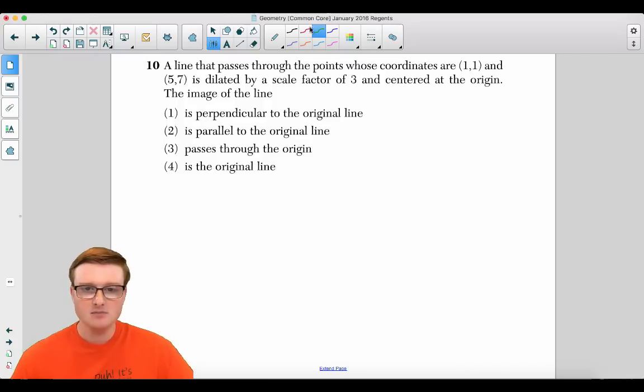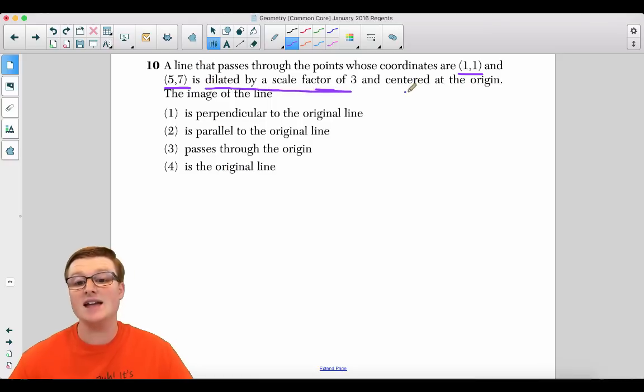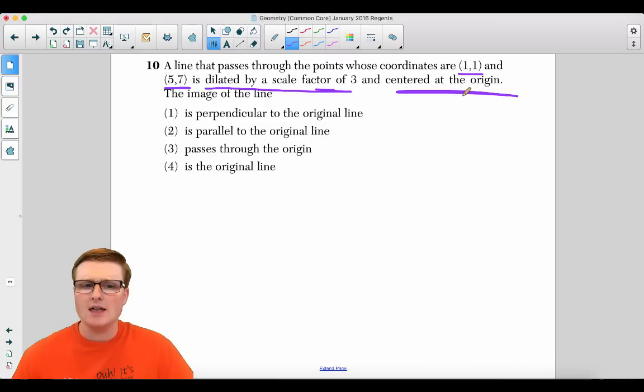Number 10. A line that passes through the points whose coordinates are (1, 1) and (5, 7) is dilated by a scale factor of 3. So it's dilated by a scale factor of 3 and centered at the origin. That's good that it's centered at the origin because this line does not pass through the origin. So that's good. The image of the line is what?